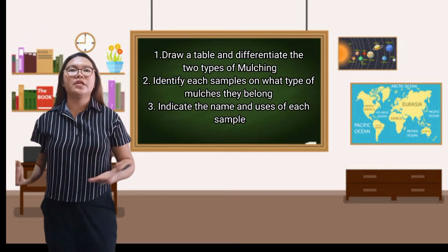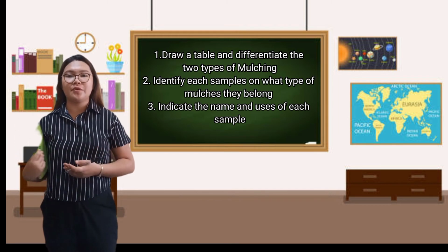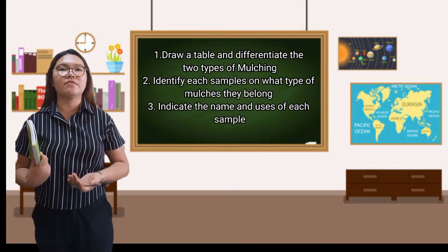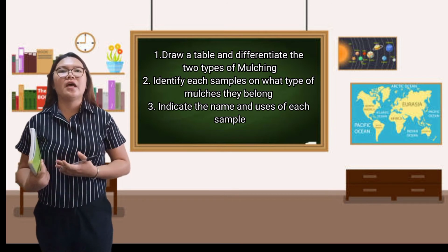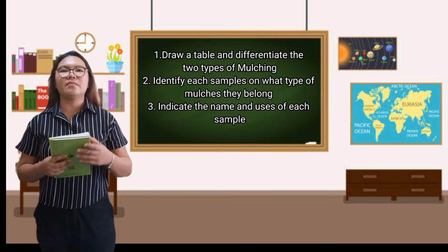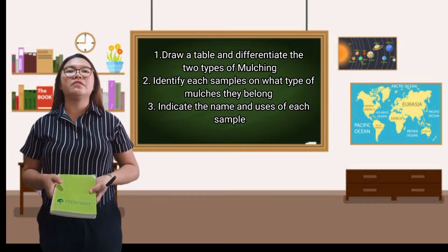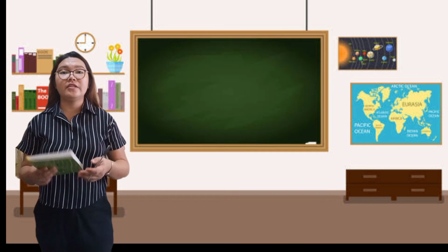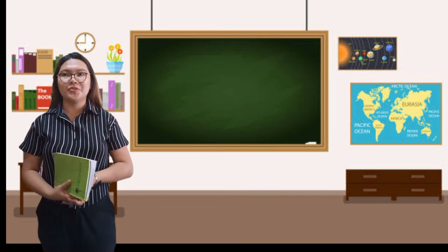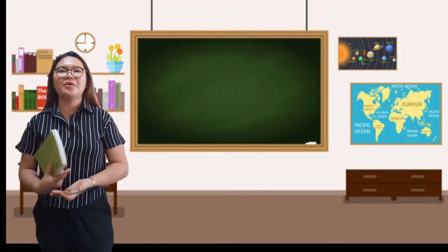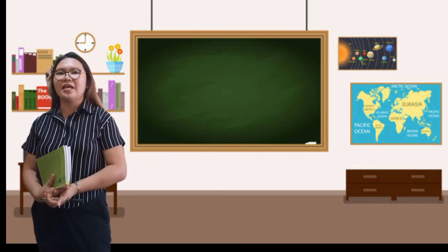Draw a table and differentiate the 2 types of mulching. Each group will also be given different samples of materials for mulching. Identify what type of mulch each sample belongs to and indicate the name and uses of each sample. Each group will present the output to the class, okay? Very good. So everyone presented their output to the class.